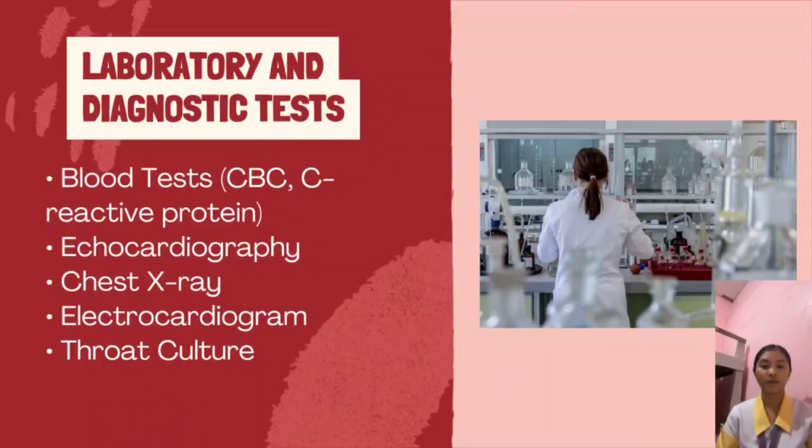Let us now move on to laboratory and diagnostic tests for rheumatic heart disease. So first we have blood tests such as CBC and C-reactive protein. So complete blood count helps detect signs of infections or inflammation such as elevated white blood cell counts. And C-reactive protein measures inflammation levels in the body, which are often elevated during acute rheumatic fever or active inflammation in rheumatic heart disease.